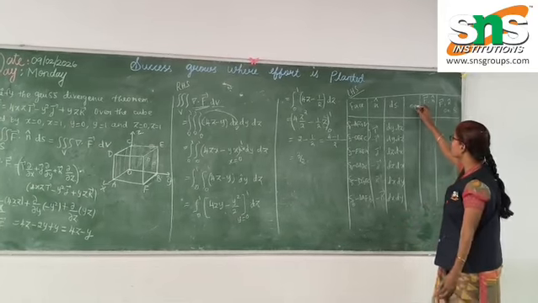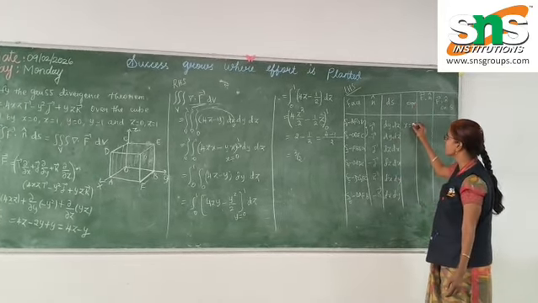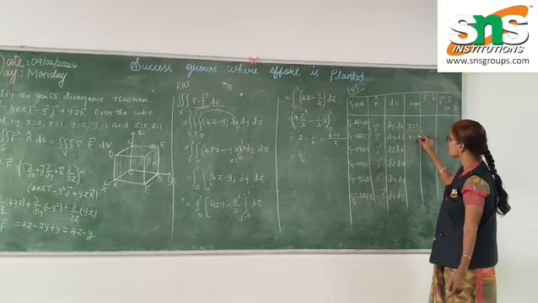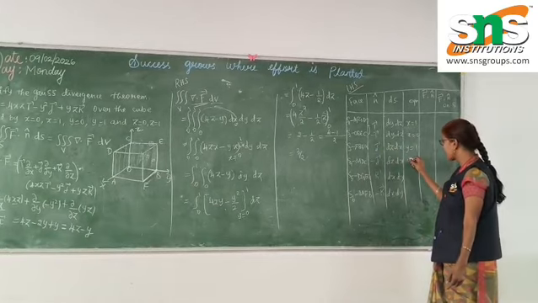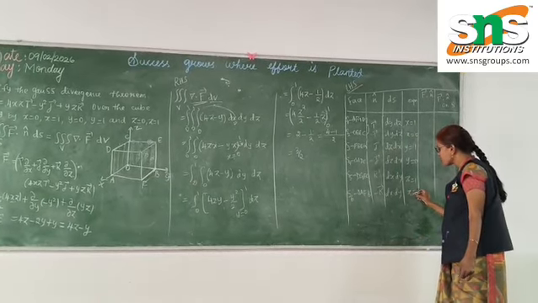And the equation is what? Already we have the equation from the points: x equal to 1, x equal to 0, y equal to 1, y equal to 0, and z equal to 1, z equal to 0.